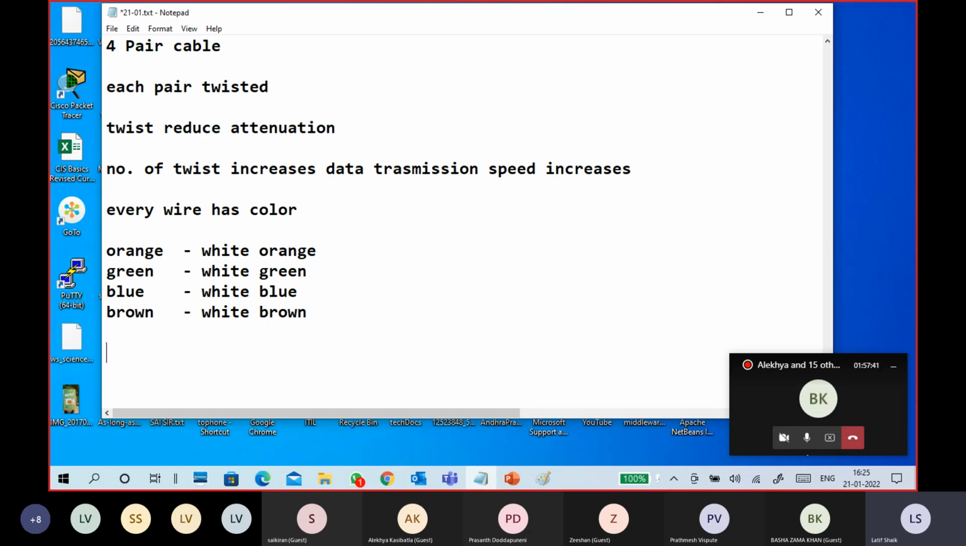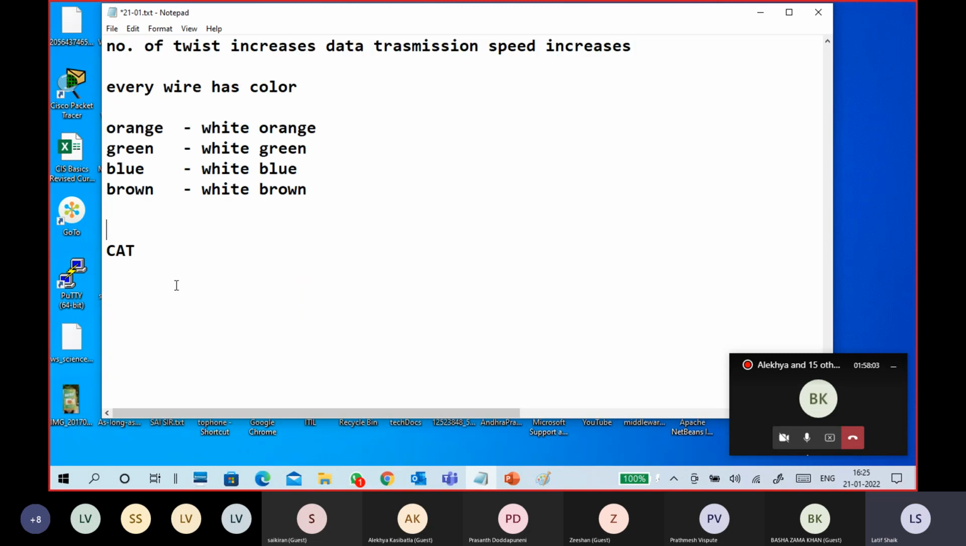One more important point is the cable standards. I will only tell the categories. Cables are categorized depending on the number of twists, number of wires, and speed. Category 1 cable is a telephone cable. It is a two-pair cable used for telephone communication.